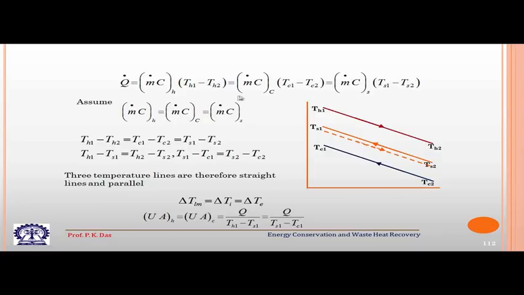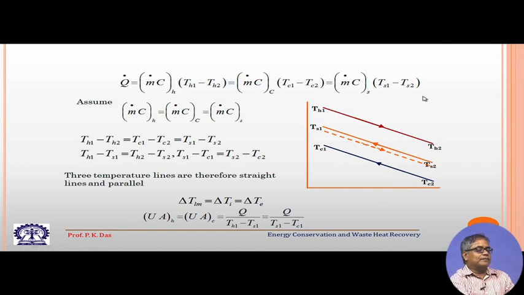So, let us say this is what we will get from energy balance. Q dot, that is the rate of heat transfer. If we consider the hot side fluid, we will have m dot Cph multiplied by the temperature difference Th1 minus Th2.